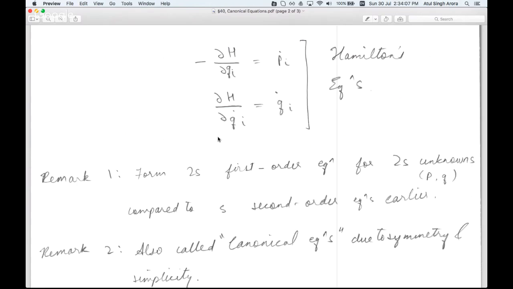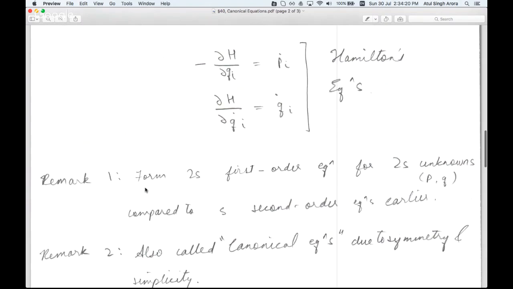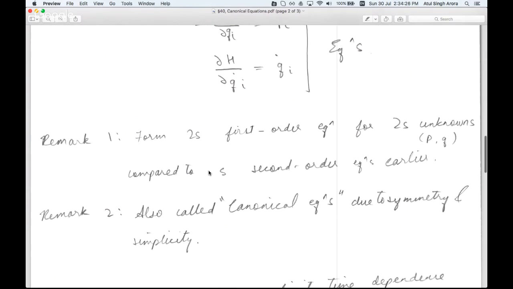One is the fact that we now have 2s first order differential equations, which you have to solve for 2s unknowns, the p's, the q's, and compare this to s second order differential equations that are obtained using the Lagrangian method. Okay, so that is one thing.